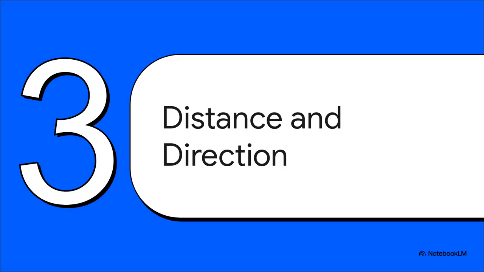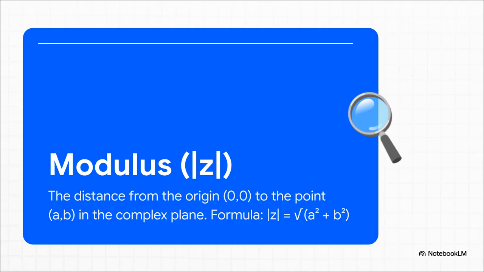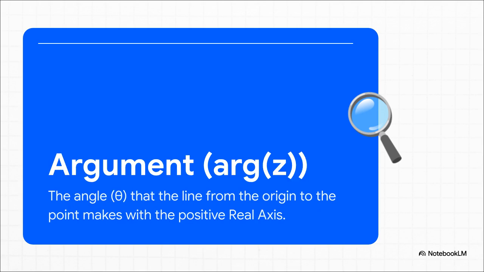And that simple idea, distance and direction, that's the absolute heart of this whole polar perspective. So let's break that down. First up, the distance. It's got a fancy name, the modulus. But all it is is the straight line distance from the center, the origin, out to our point. And we figure it out with the good old Pythagorean theorem. It's just a length, always a positive number. And the direction? That's called the argument. It's just the angle that the line to our point makes with the positive horizontal real axis. We usually call this angle theta.